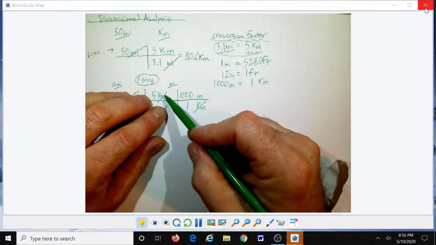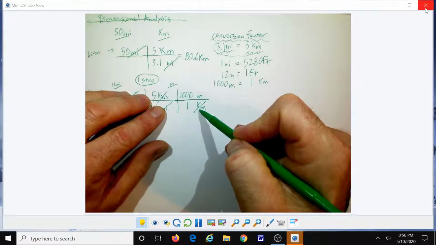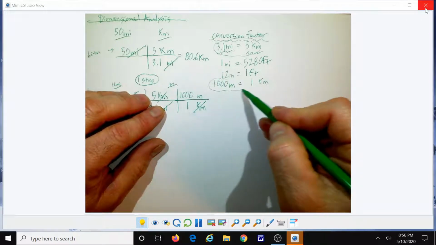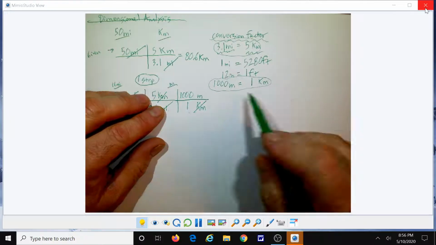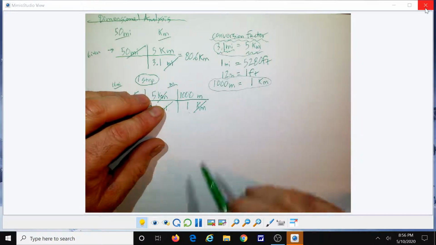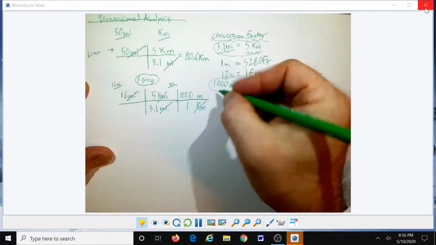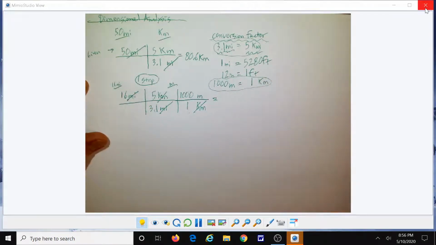So we're done with this. Bring the km down. And we can go to meter up top because we do have a conversion factor that will allow us to do that. That 1,000 meters is equal to 1 kilometer. So we put the 1,000 meters up top, the 1 kilometer on the bottom, and then we go ahead and solve.